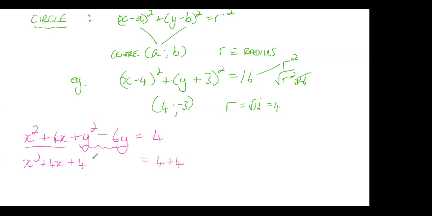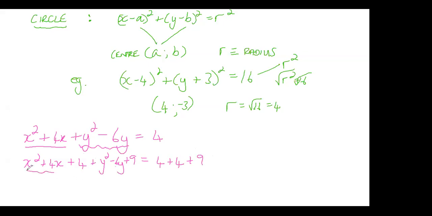You're going to do the same here. Keep your y squared minus 6y, and you're going to add half of 6, which is 3, squared is 9. If you add it to one side, you add it to the other side.